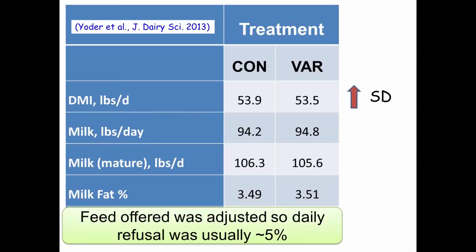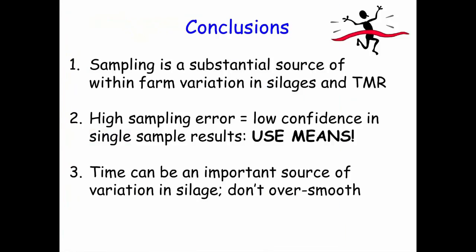So a key thing here is on variable diets, you have to feed more so that on the days it's bad, you throw away feed, but on the days it's better diets, you allow these cows to eat more. There's an economic cost to that, but that's one way to manage variation.